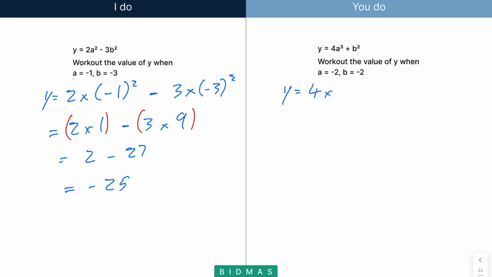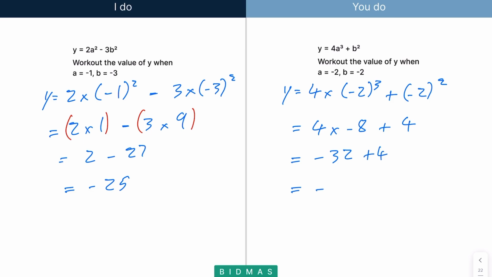So this is 4 times a cubed, which is that, plus b squared, which is minus 2. Again, I'll use brackets for the negative numbers. And now I'm going to do the indices first according to BIDMAS. So this becomes, careful here, this becomes minus 8 because we're cubing. And then this becomes positive 4. Now if I do the multiplication, so that's 8, 16, 24, 32, plus 4, and that gives me my final answer of minus 28.